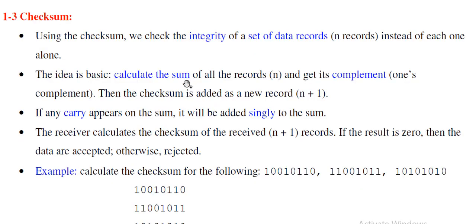The third technique in error detection is called the checksum. In the checksum, it is characterized by the calculation of the digest for a set of data records. Instead of calculating a digest for every record alone, we calculate one digest for the entire set of data or of records. We use a summation, and at the end we use a complement of 1 in order to get the checksum.